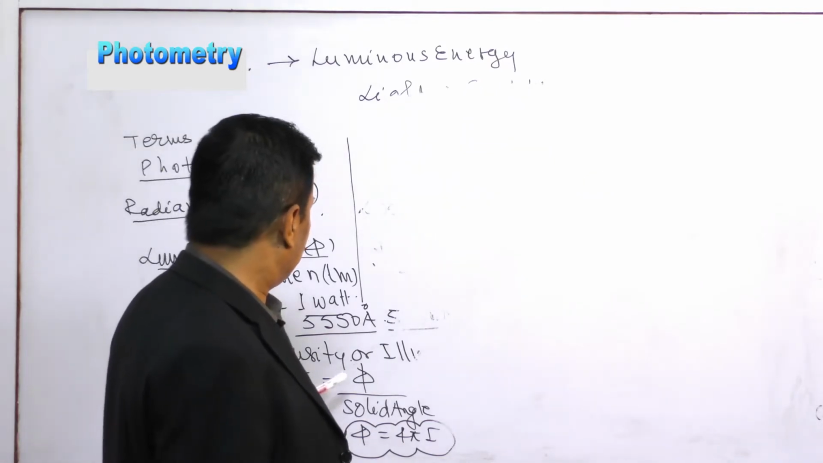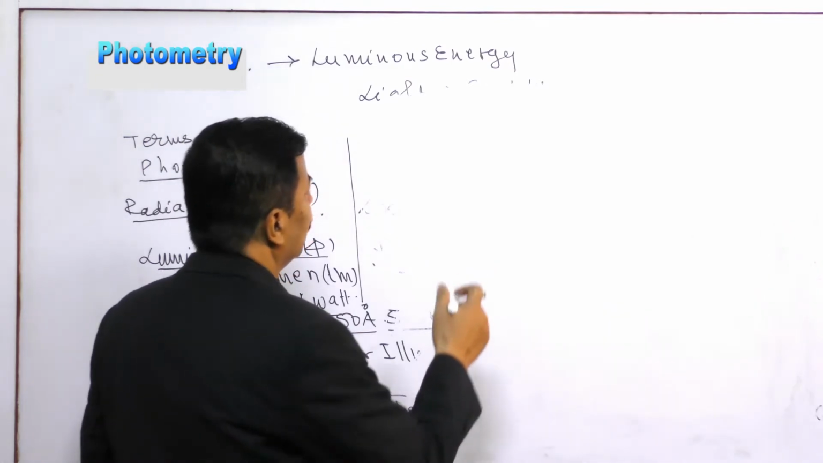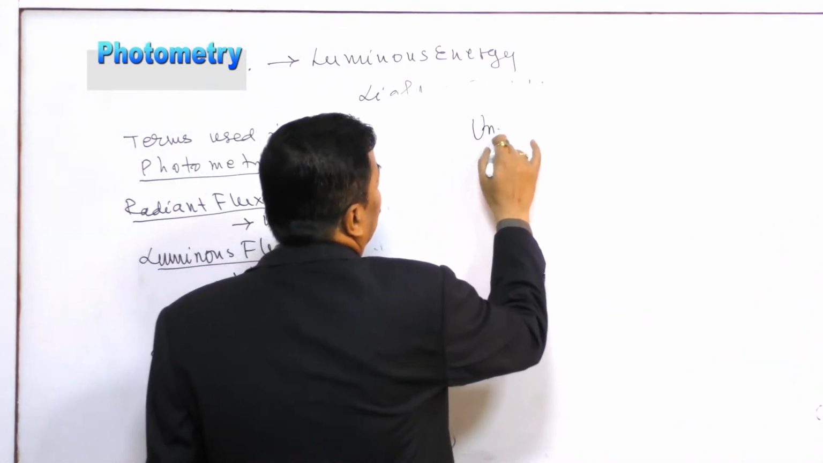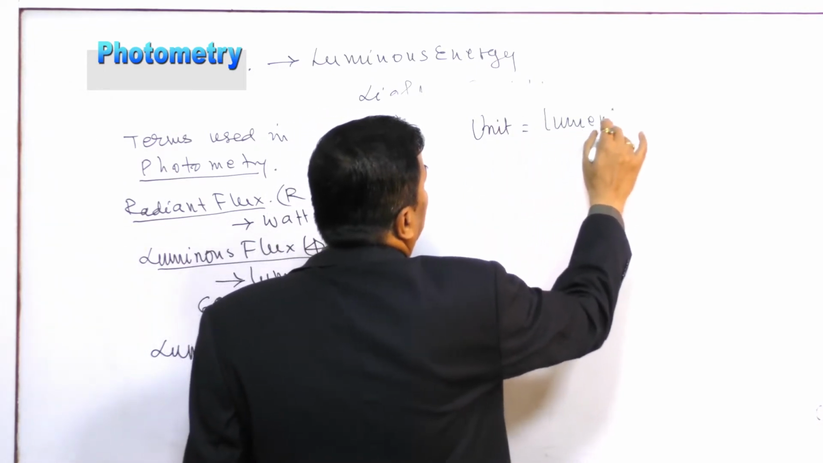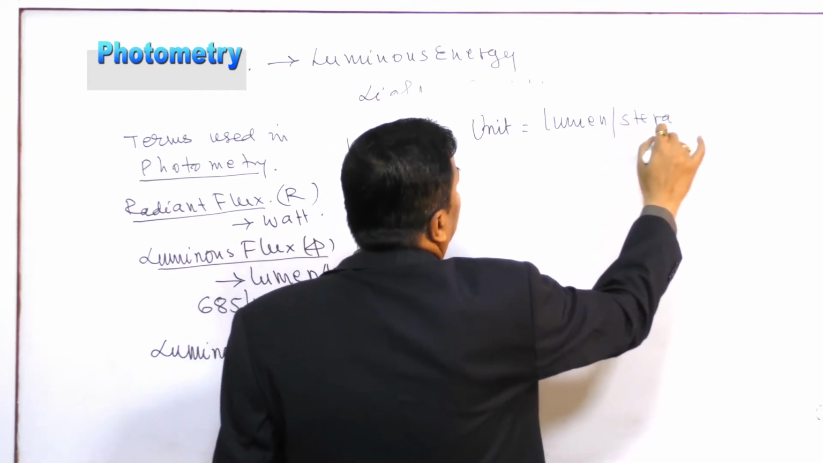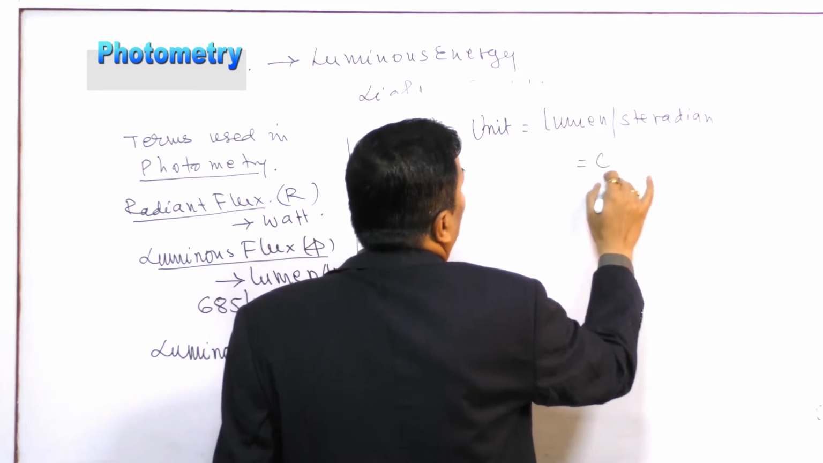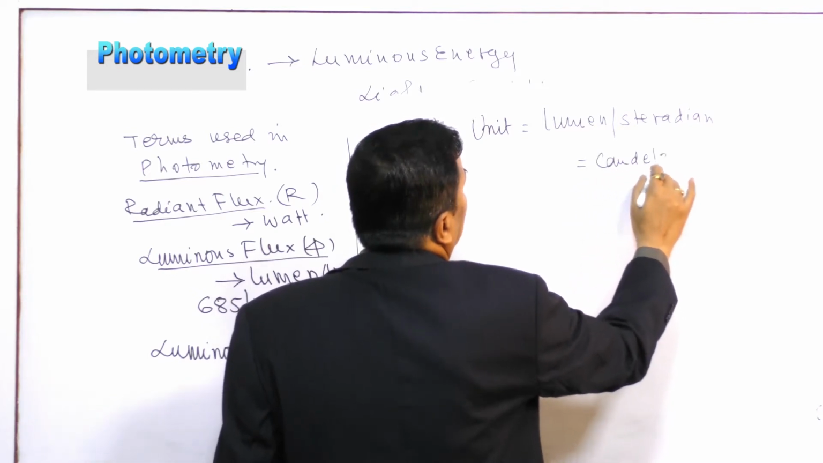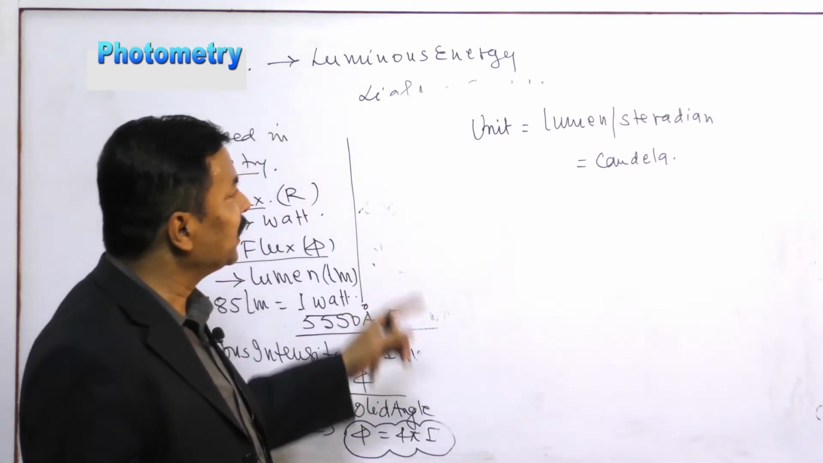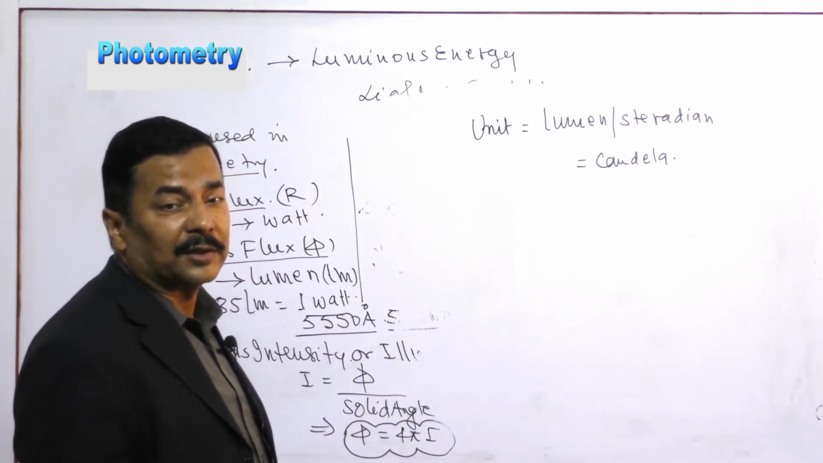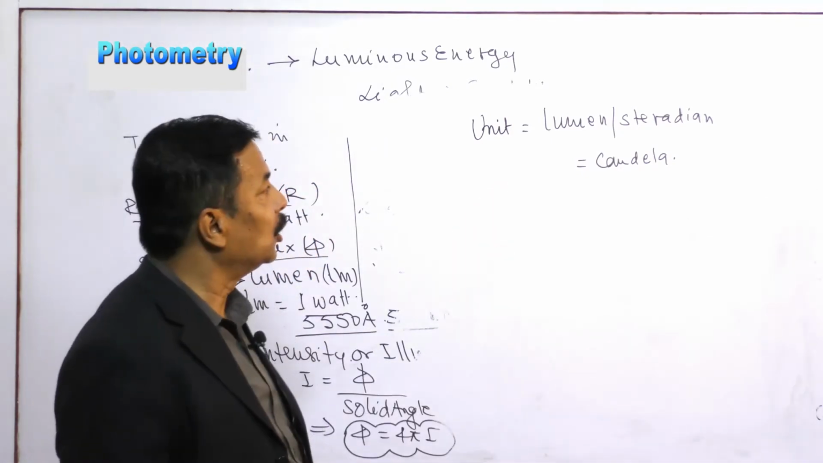Now, luminous intensity, what will be the unit? Unit will be lumen per steradian, and lumen per steradian is called candela. So lumen per steradian is the candela that you have read in your base units. 7 base units are there. Out of 7 base units, 1 is the candela, lumen per steradian.